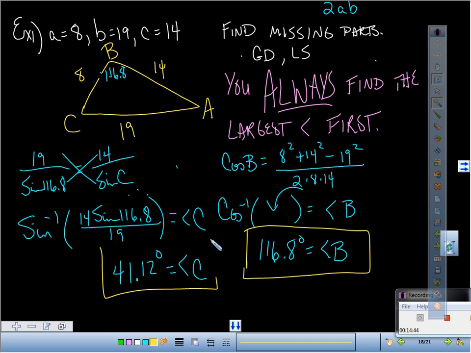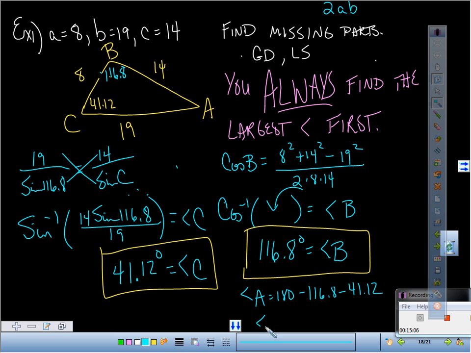Okay, so there's C. What do we like? One angle. Angle A. So how am I going to find it? Yeah, the easiest way is going to be to do that. So I'm going to say angle A is equal to 180 minus 116.8 minus 41.16. Anybody got a question? Everybody okay? That wasn't bad.